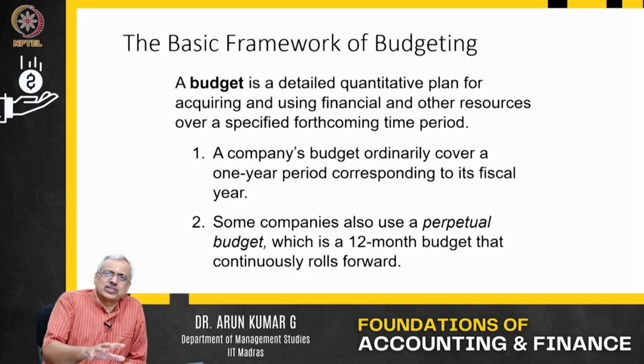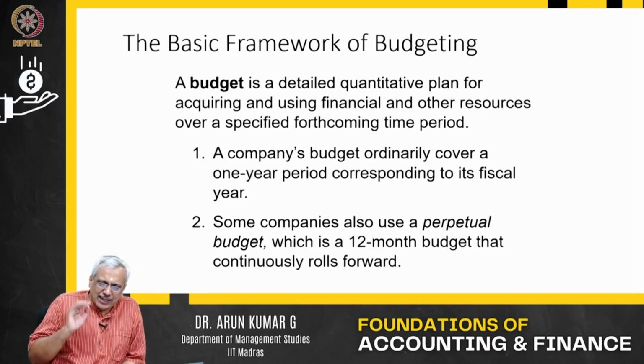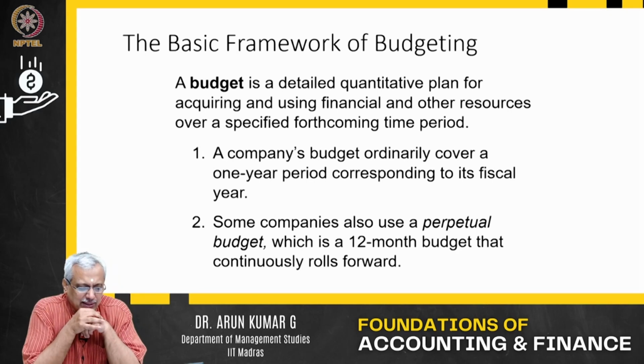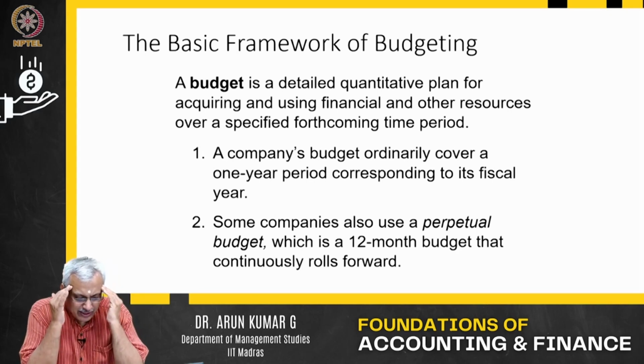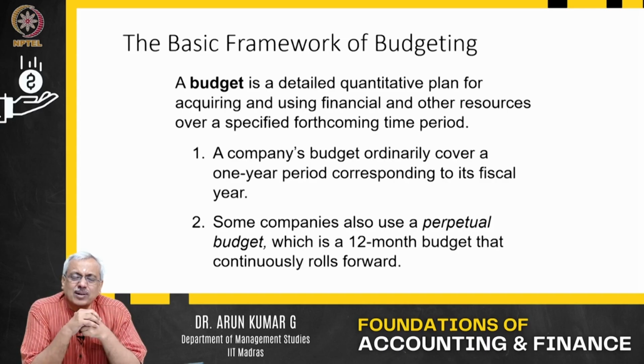I have again picked up most of these materials from a textbook so that it's easier for you to understand. Budget is nothing but a detailed quantitative plan, that's all. It's a detailed quantitative plan. Normally, budgets are for a period of 1 year. Some organizations always have what is called a perpetual budget. That is, at any point of time, there will be a 1 year budget.